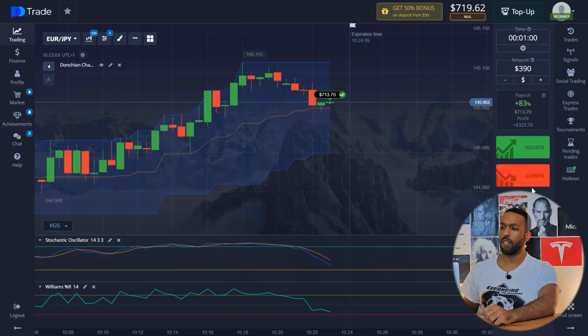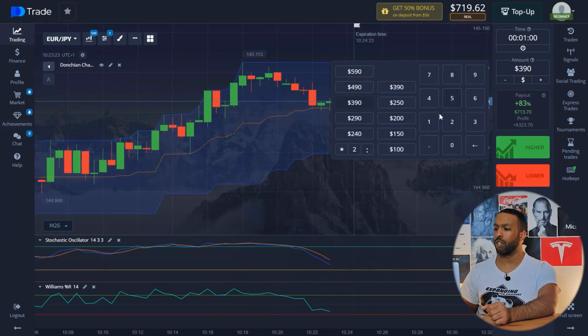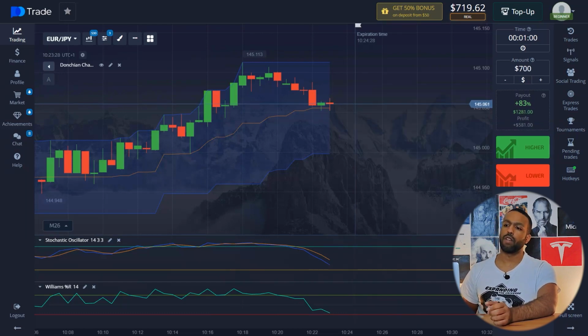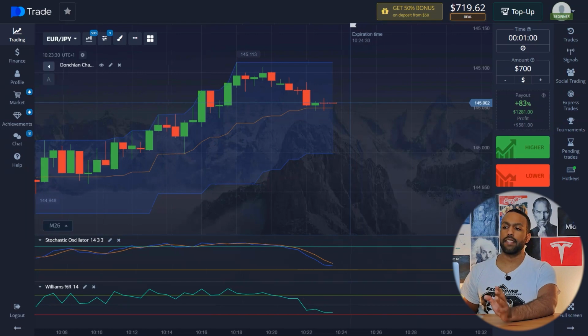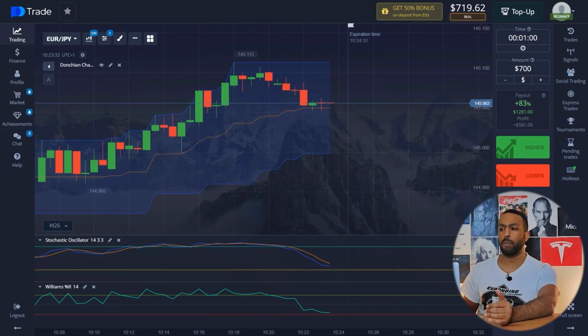$323. So as you have seen, my balance has increased very well, and I now have $719. And I want to remind you that before the start of the session, my balance was only $146. Now let me increase my trading amount to $700. And so, overclocking has a single goal. It's to increase the capital to move to work with reasonable risks.